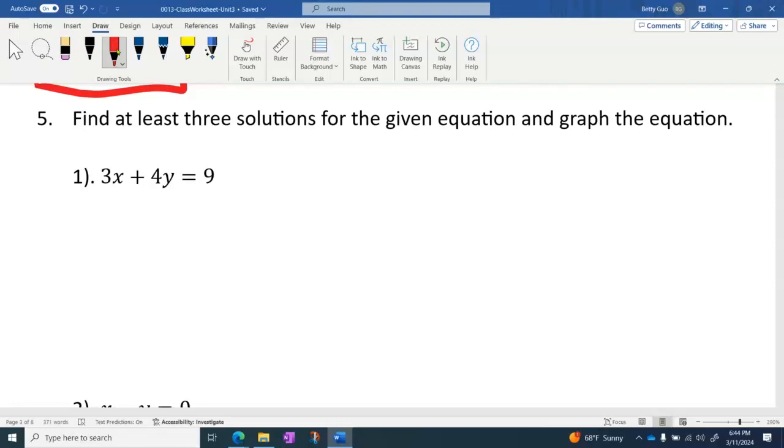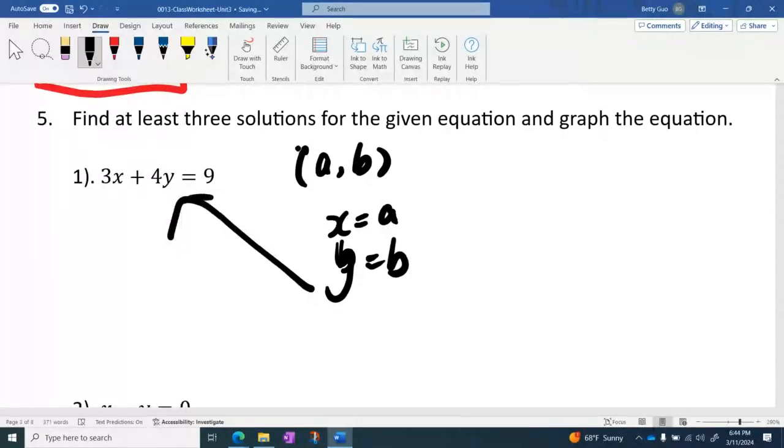So if we have an ordered number pair a comma b, and if we plug x equals a and y equals b into the equation and get a true statement, in other words, a comma b satisfies the equation, then we say this ordered number pair is a solution of the equation. Since the equation has two variables, the solution must have two values. So the solutions of a linear equation in two variables are ordered number pairs. The first component is x, the second component is y.